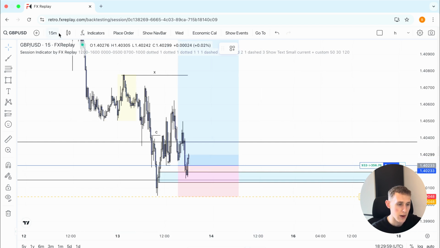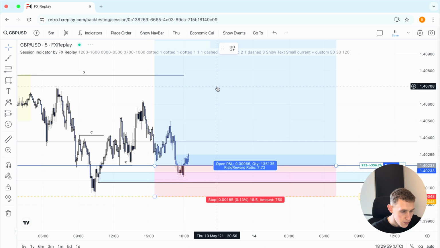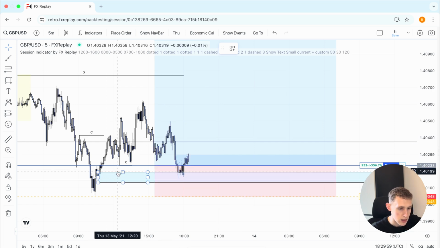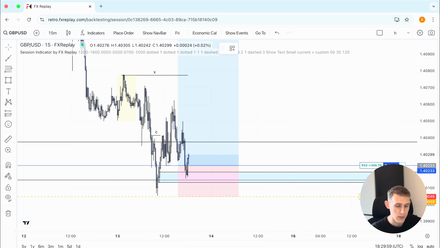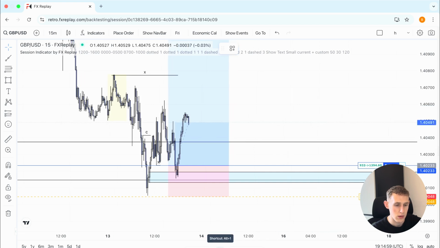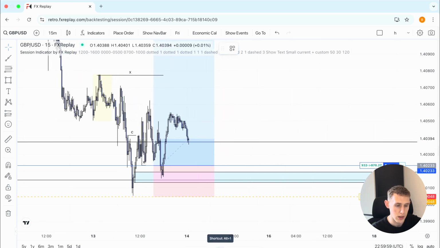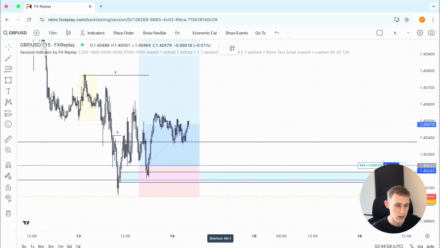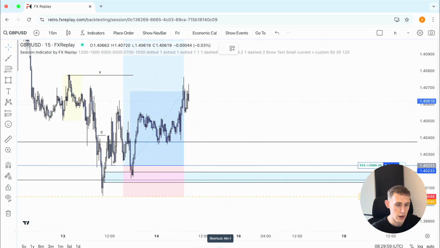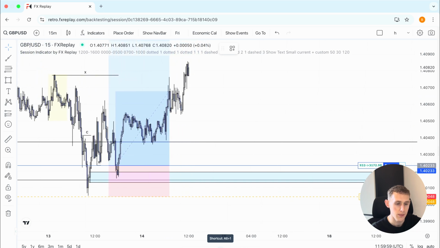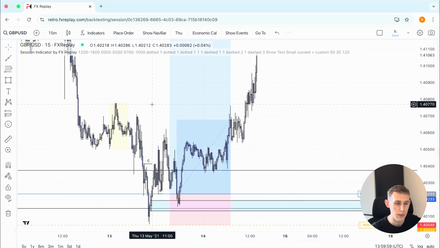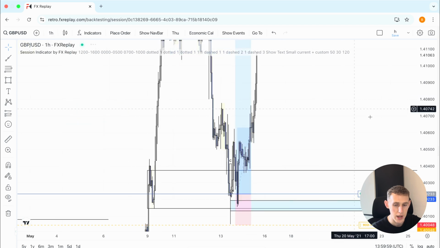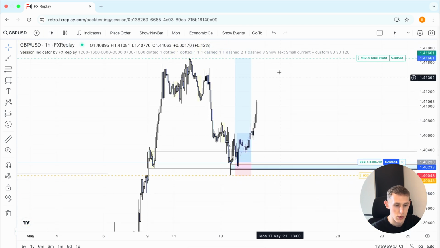Nice rejection so far after that sweep. Let's see if it can continue. Ideally, it comes up and breaks this high, which looks likely it will. There we go. Nice continuation so far. Didn't react from the liquidity, so I'm comfortable holding this now. Back up towards this previous high.